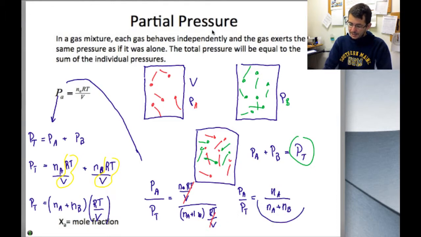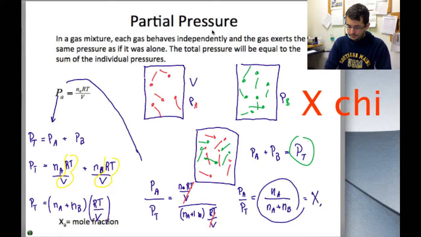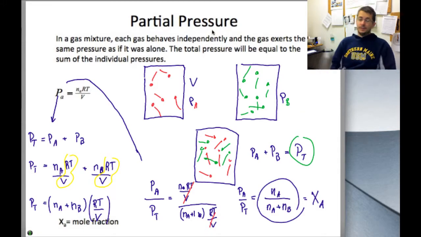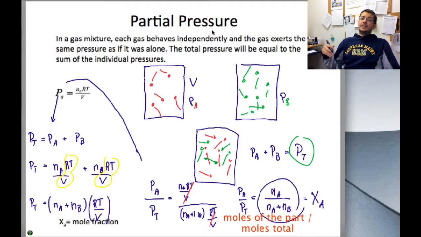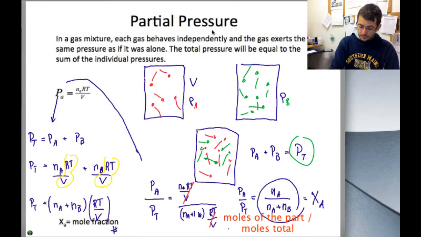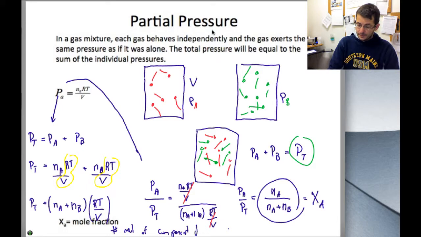we can define this quantity as chi, or the mole fraction. The fraction of the moles. The number of moles of A divided by the total number of moles present. So that's mole fraction: number of moles of the component divided by total moles.